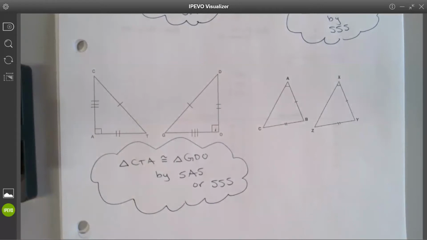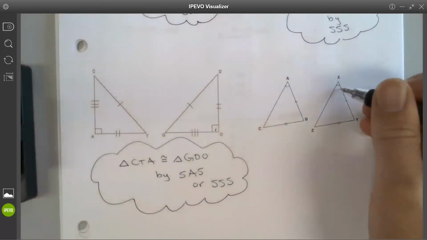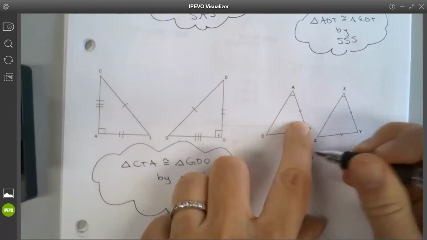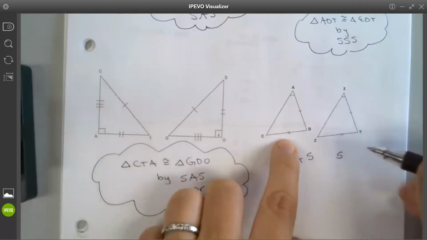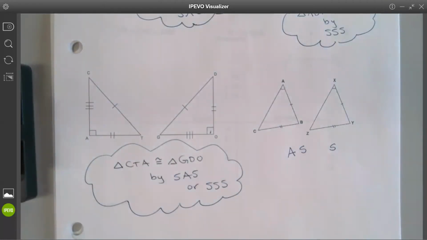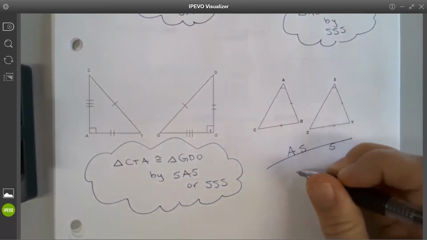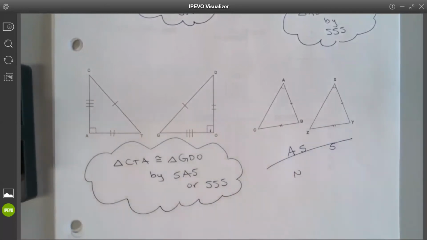I do have 3 things marked here. I have an angle, followed by a side, followed by, I'm leaving a large space here, another side. Can I use that? No, don't do that. Okay.